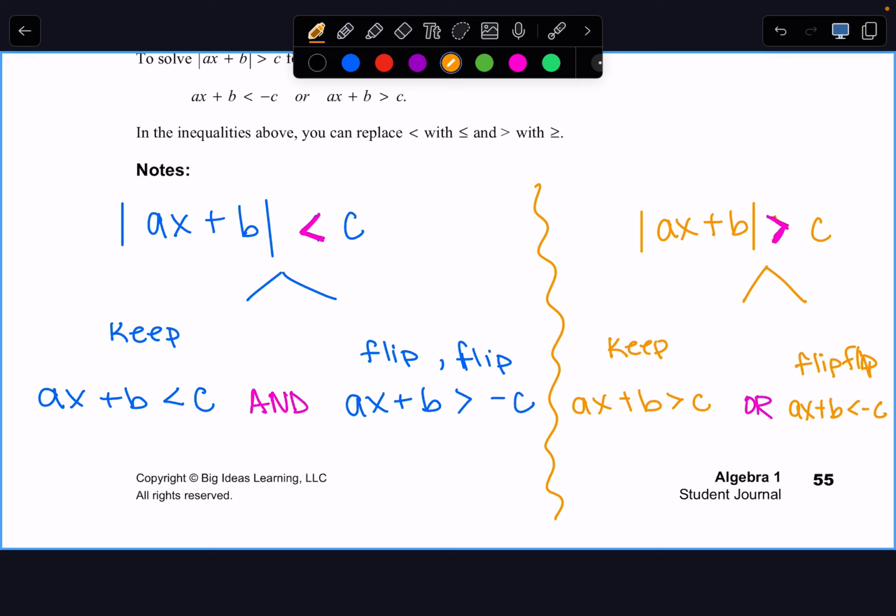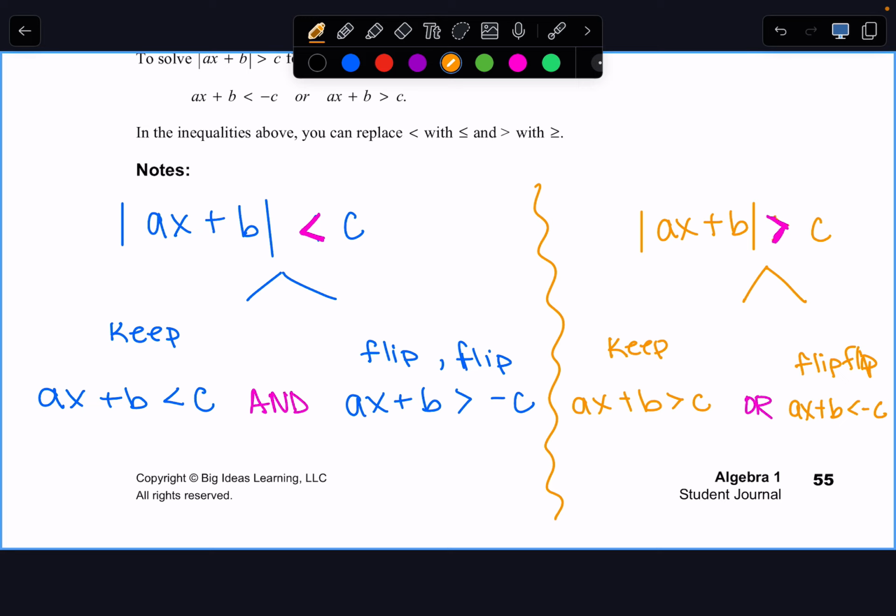Now, sometimes I can get a little cheesy. We basically need to know which one is and which one is or. So I like to remember that this is greater than, or greater. You hear it? Greater than, less than. Use it or don't use it, I don't really care.